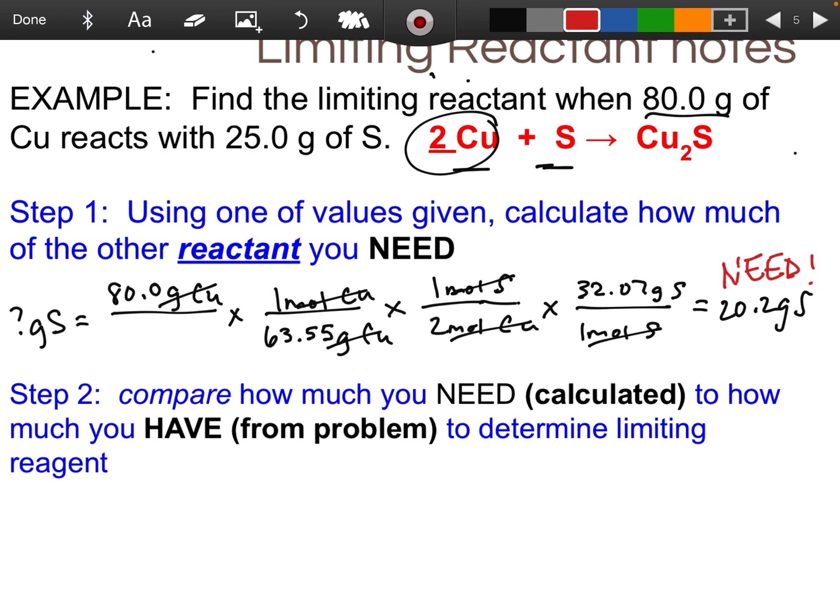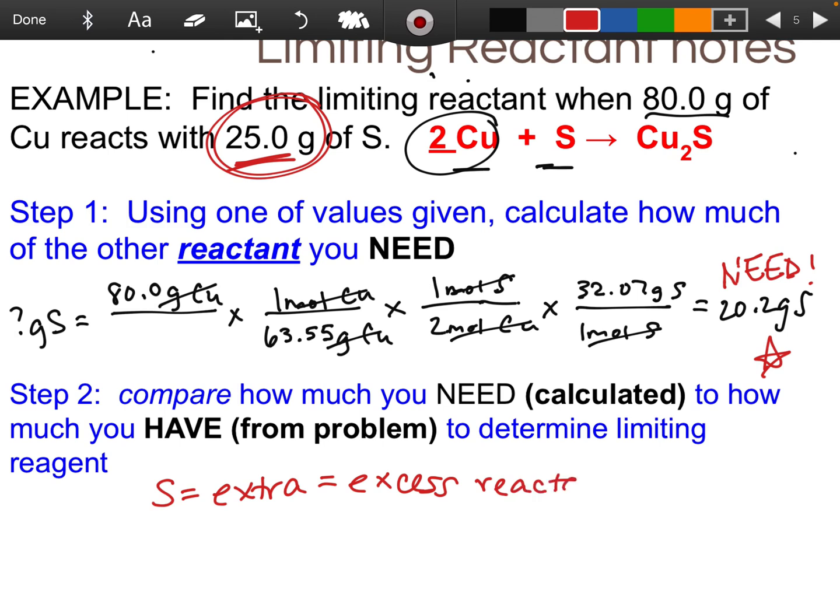So then, for step 2, you compare how much you need, which is here, to how much you have, which is up here in the problem. So for all the copper to react, we need 20.2 grams of sulfur. We have 25 grams of sulfur. So we have extra sulfur, which means that that is our excess reactant. So we're going to have sulfur left over.